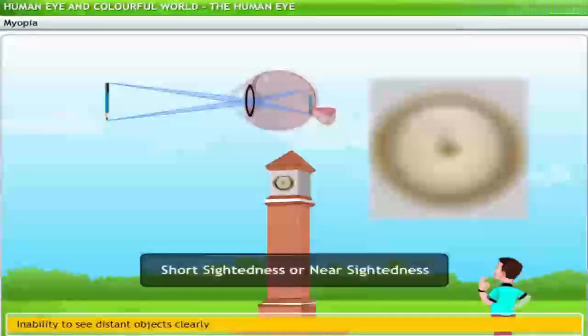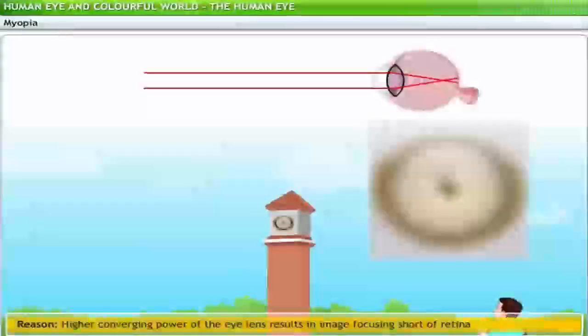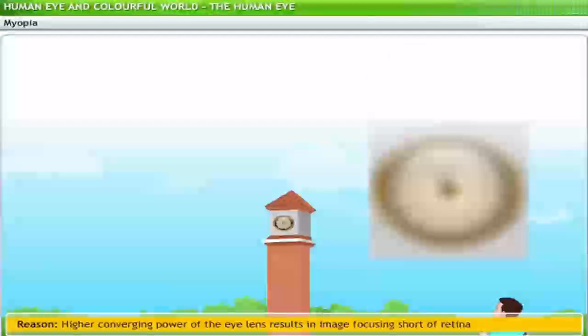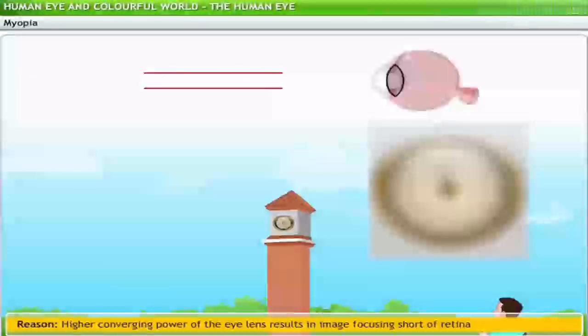Myopia is also known as short-sightedness or nearsightedness. Myopia occurs when the converging power of the eye lens is higher than normal. In such cases, the ciliary muscles do not relax sufficiently. Due to this, the parallel light rays that are reflected from a distant object are focused at a position before the retina, instead of on a position on the retina.